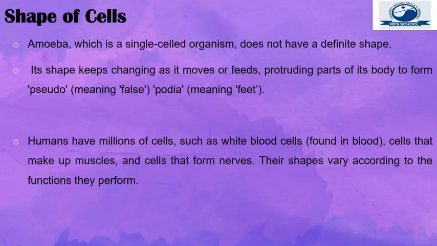Organisms show variations based on the shape of the cells. As you have just seen, amoeba, which is a single-celled organism, does not have a definite shape. Its shape keeps changing as it moves or feeds, protruding parts of its body to form pseudopodia. Even humans have millions of cells, such as white blood cells found in the blood, cells that make up muscles, cells that form nerves. Their shapes vary according to the functions they perform.